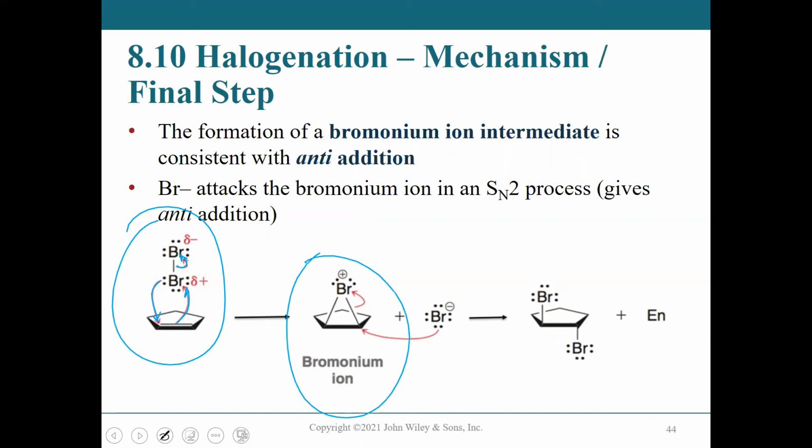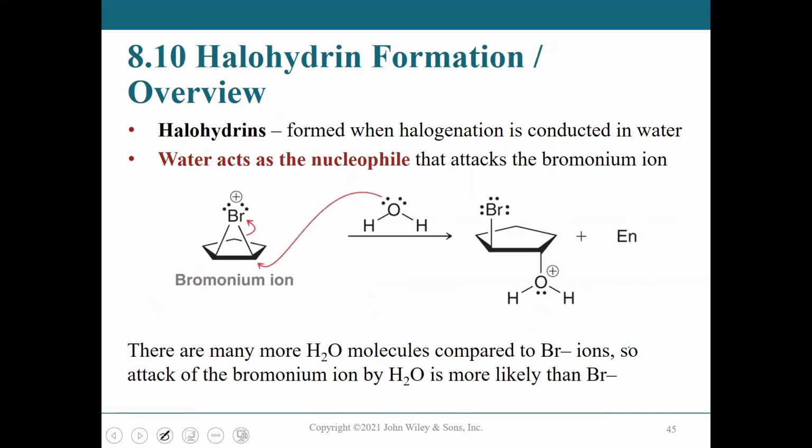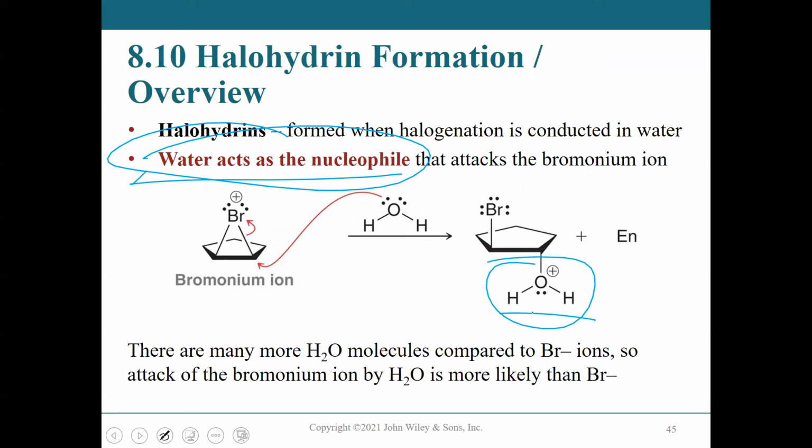You have the bromonium ion, the bromide has to attack, backside attack, basically. It's a type of SN2 reaction, opens up the bromonium ion, and then you get the two bromines trans, plus the enantiomer. In the halohydrin formation, it's exactly the same first steps, but now water is going to open up that bromonium ion. The water attacks, opens it up, and then you guys have to take care of this. There are many more water molecules compared to bromide. So to attack the bromonium ion, water is more likely than bromide.